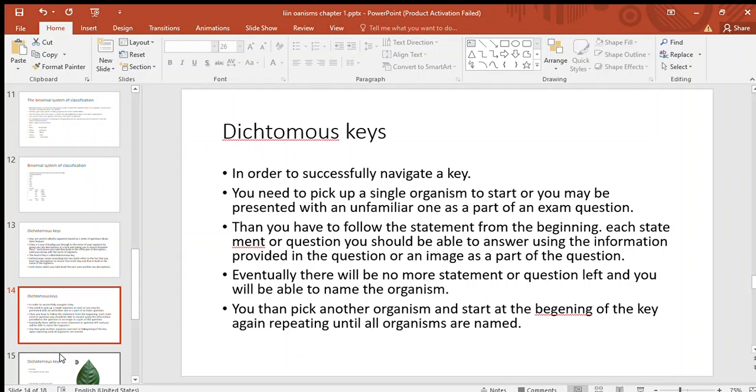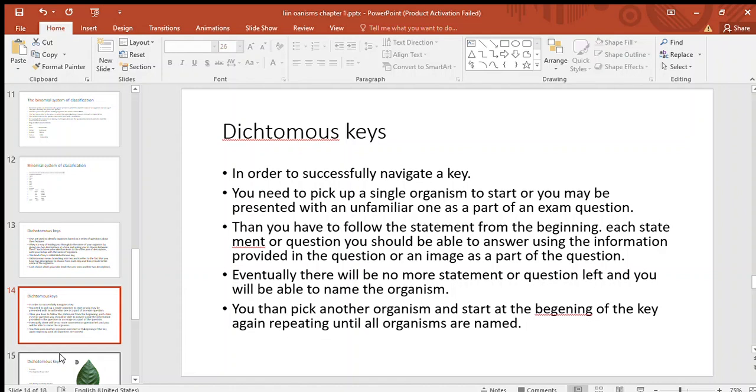In order to successfully navigate a key, there are some rules. Okay, we will discuss that. You need to pick a single organism to start with, or you may be presented with an unfamiliar one as part of an exam question. Then you have to follow these statements from the beginning. Each statement or question you should be able to answer using the information provided in the question or an image as part of the question.